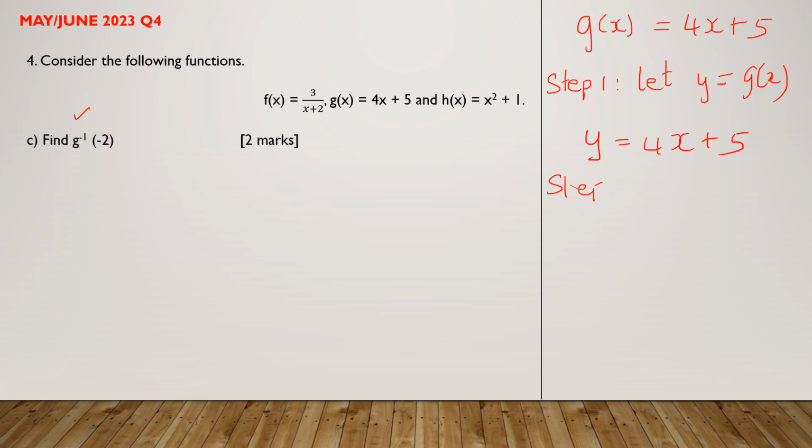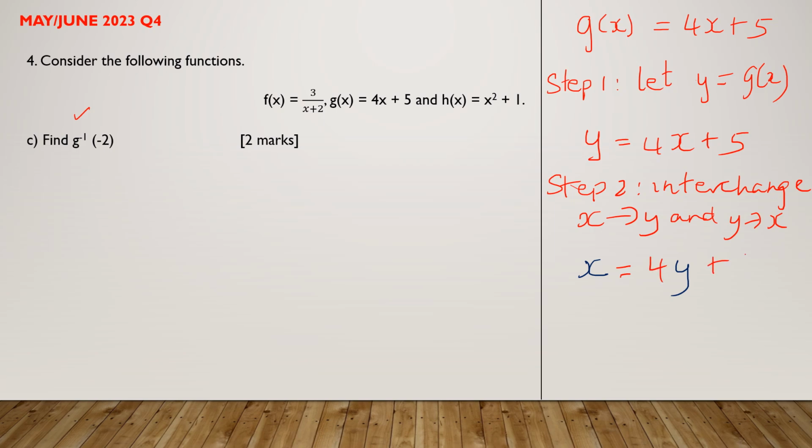Step 2: interchange x with y and y with x. So wherever you see y, you're going to replace it with x, and wherever you see x, replace it with y. So x equals 4y plus 5. Notice the difference. Step 3: make y the subject.